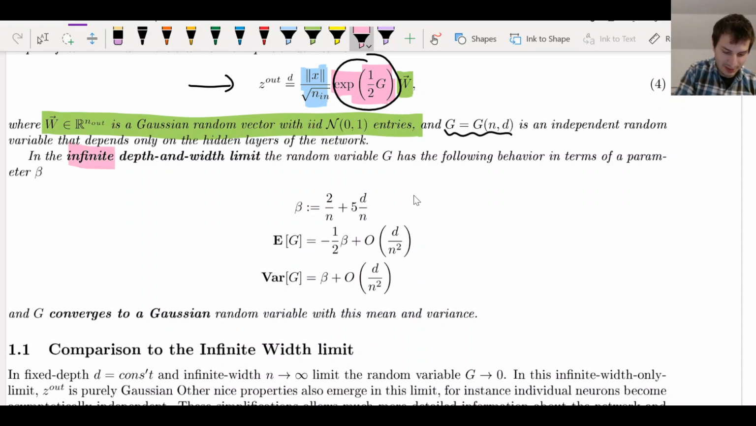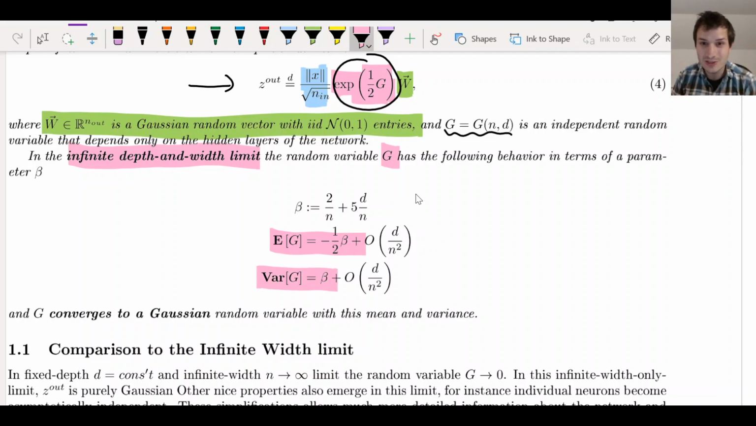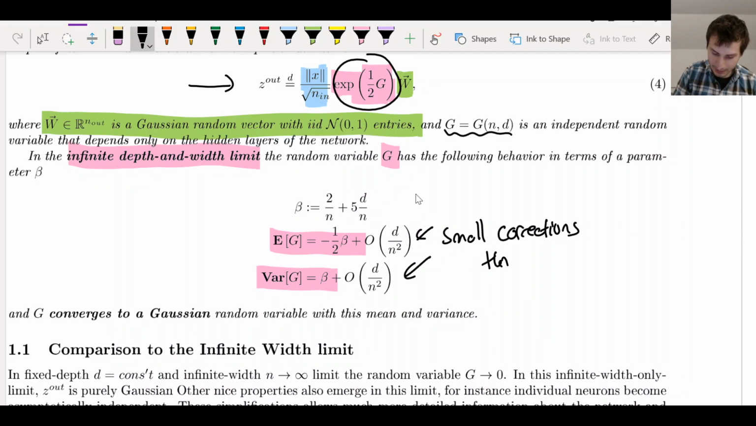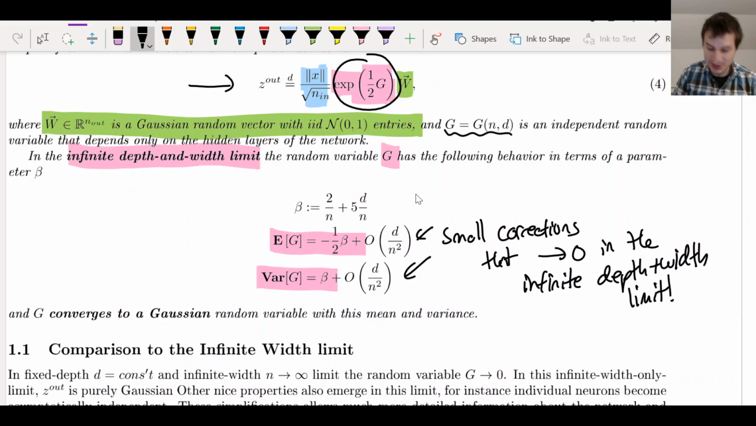In the infinite depth and width limit, the random variable g has the following description. I'm going to tell you first its mean and its variance. Its mean is minus 1/2 beta. Its variance is beta. Plus there's some little noise, small corrections that converge to 0 in the infinite depth and width limit. So essentially, its mean is minus 1/2 beta, its variance is beta, and beta is given by this formula.